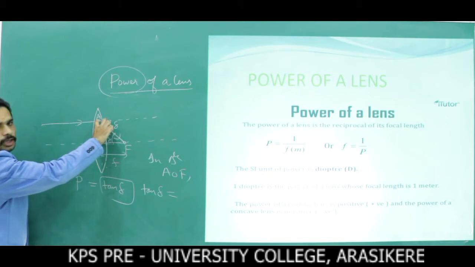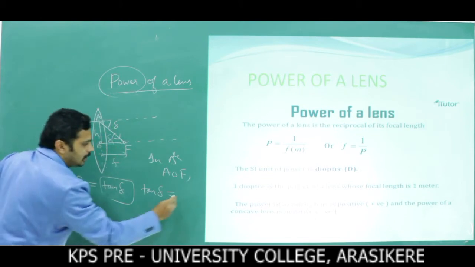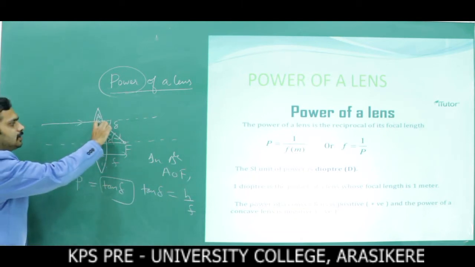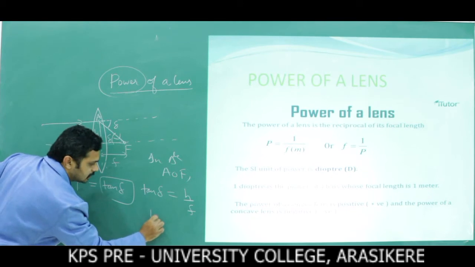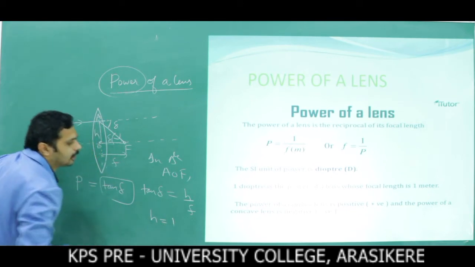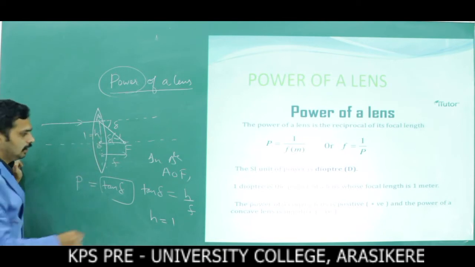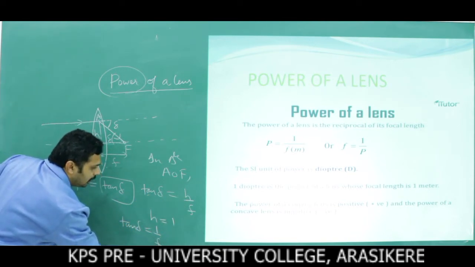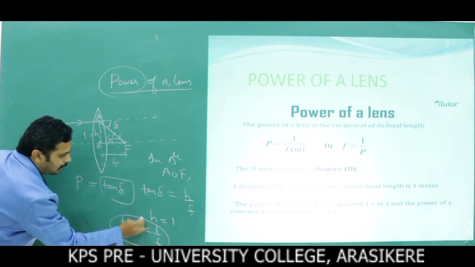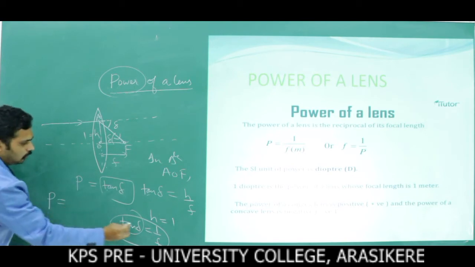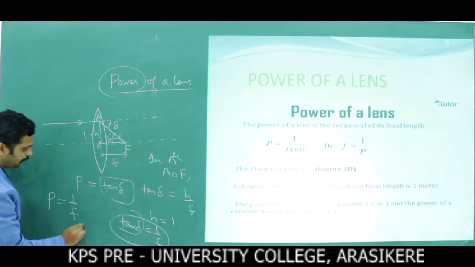What is tan theta? Opposite by adjacent. Opposite is h, adjacent is f. h by f. Here I am maintaining h equal to unit distance. I am maintaining h as 1 unit. Now see what happened: tan delta is equal to 1 by f. What is tan delta? Tan delta means power, P. The power is equal to 1 by f.